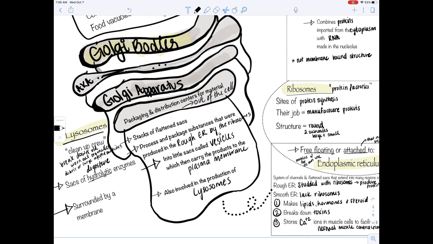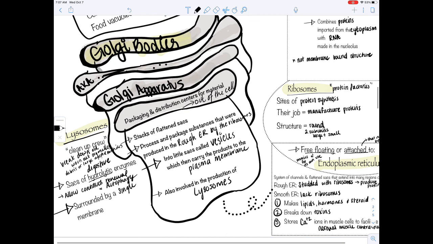Lysosomes are an essential component for apoptosis, which is our programmed cell death. Okay, so having apoptosis is a critical part of the development of multi-celled organisms.